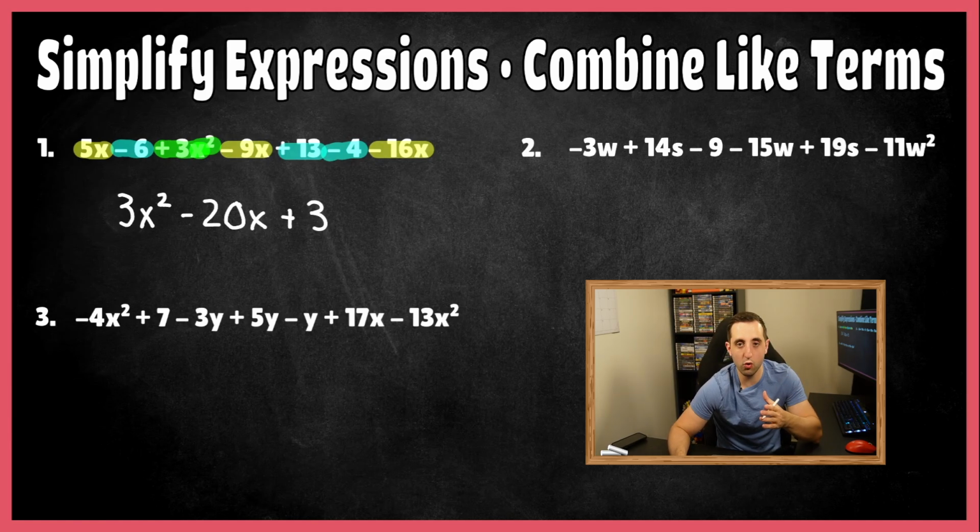You can't combine these anymore because they're no longer like terms. One is x squared, one is just x to the first power, and then we have a 3, which is just a constant, it has no variable at all. So this is our final answer for number 1.